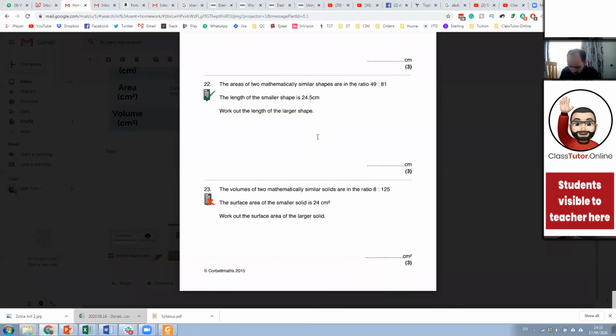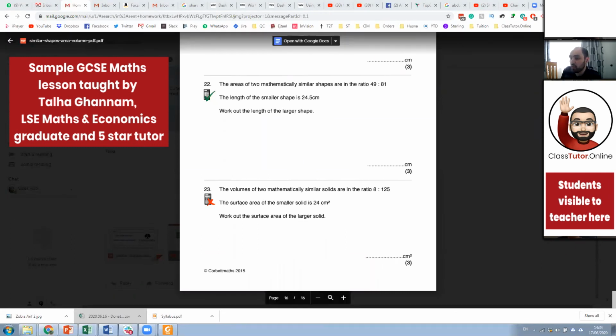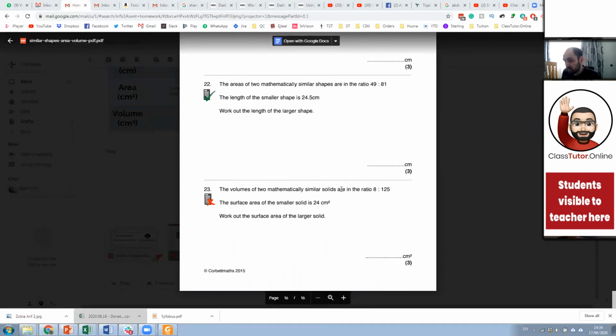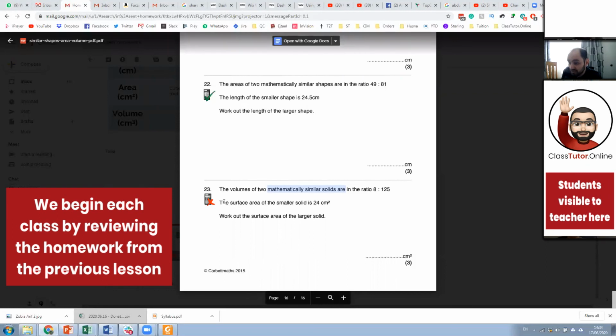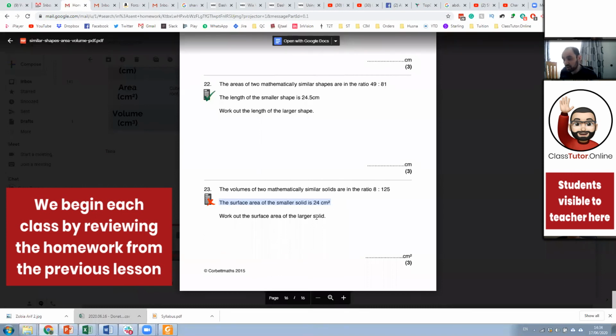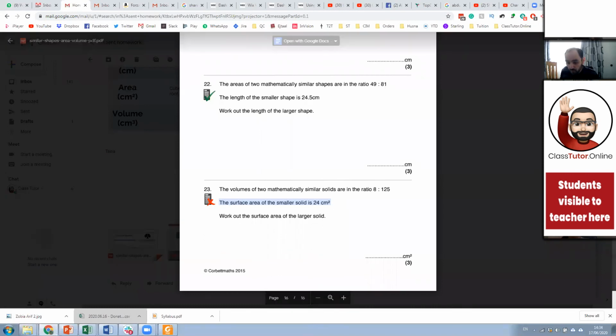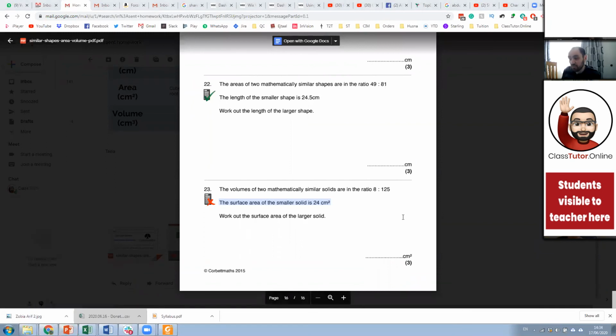We're recapping what we did last lesson, so if you haven't done this before, it will hopefully make sense soon. So it says that the volumes of two mathematically similar solids are in a ratio of 8 to 125. And it says the surface area of the similar solids is 24 centimeters squared. Work out the surface area of the larger solid. So we went through this in quite some detail last lesson. I'll bring up the table method that I mentioned.